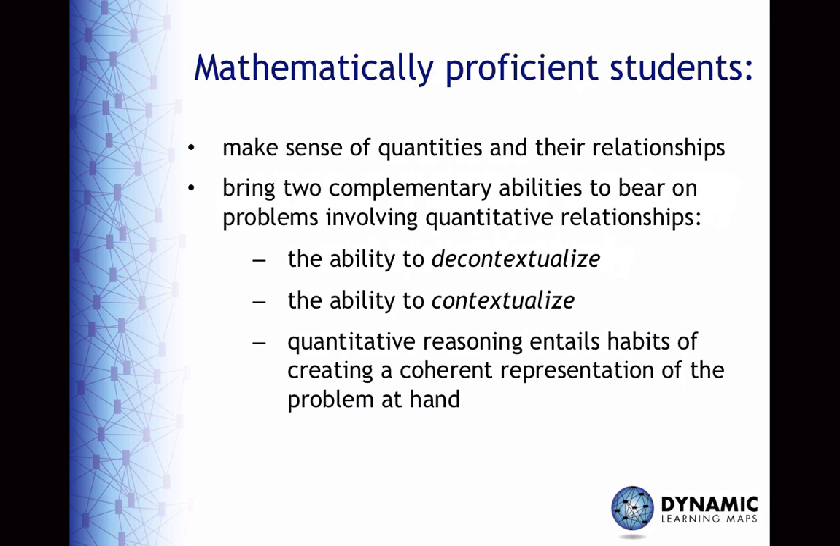Quantitative reasoning requires creating a coherent representation of the problem at hand. This also involves considering the units involved, attending to the meaning of the quantities, and not just learning how to compute them. Quantitative reasoning also involves knowing and being flexible in using different properties of operations and options. Each of these requires that we teach in a way that focuses on helping students figure out solutions, rather than teaching them the specific answers to problems.